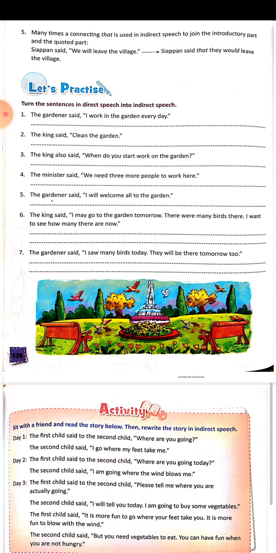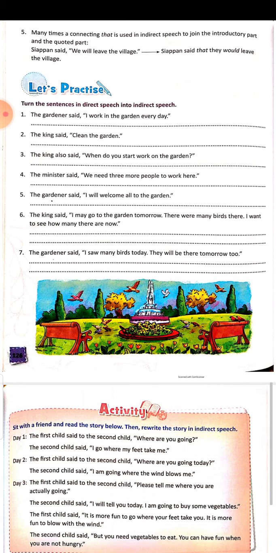Okay, next. The king said, clean the garden. The king ordered to clean the garden, because this is an order. Clean the garden. Okay. The king also said, when do you start work on the garden? So this one is asking, this is a question. So the king also asked, when did he start work on the garden?